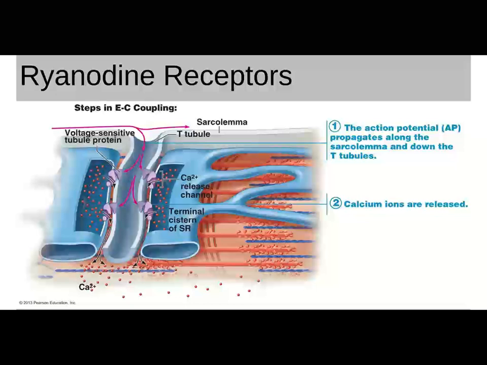But when this ryanodine receptor changes shape, there's actually now a pathway from the inside of the terminal cisternae to the rest of the inside of the muscle cell. What's actually happened here is this action potential has caused the release of calcium. Action potential arrives, ryanodine receptors change shape, calcium exits the terminal cisternae into the interior of the muscle cell.